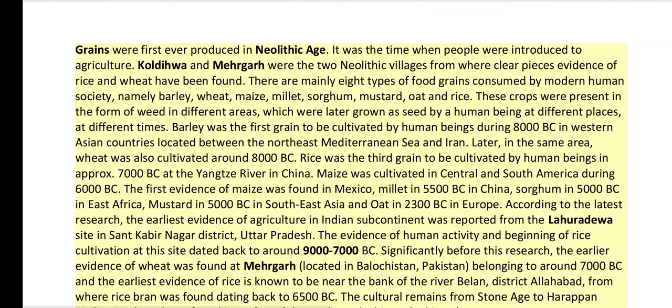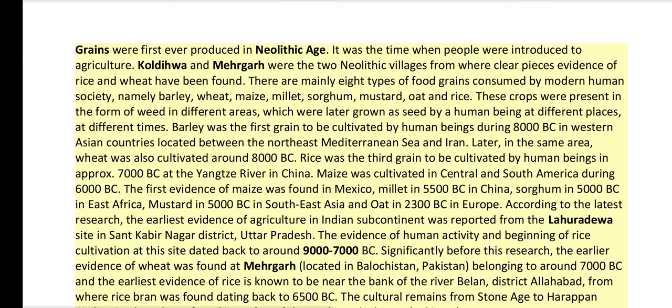Grains were first ever produced in Neolithic age. It was the time when people were introduced to agriculture. Koldihwa and Mehrgarh were the two Neolithic villages from where clear pieces of evidence of rice and wheat have been found.